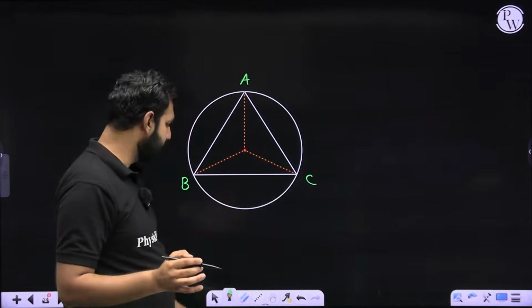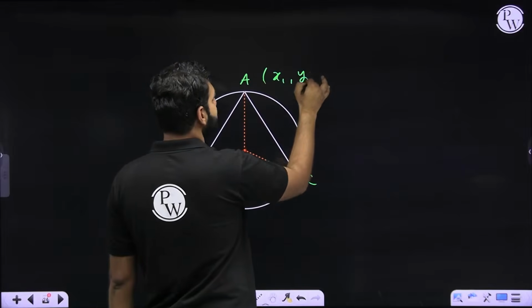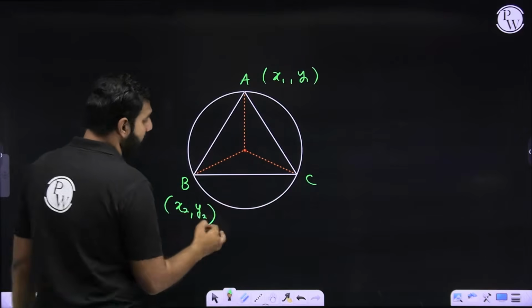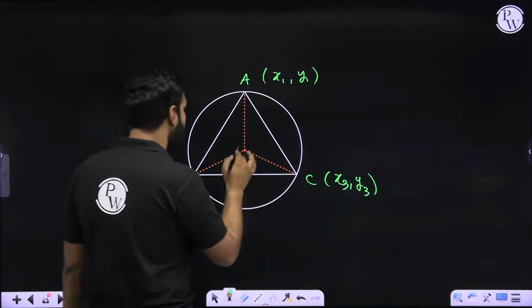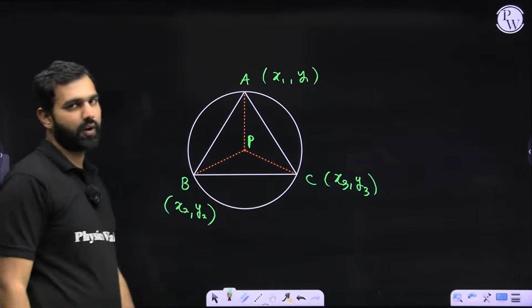So what I'll do is, let's say I'm given A, B, C. I'm given the coordinates of A, B, and C. So I'm given A, which is let's say x1, y1. I'm given B, which is let's say x2, y2. I'm given C as well, which is let's say x3, y3. So how to find this circumcenter? Let's say I'm denoting it by P right now. So how do we find the coordinates of P?